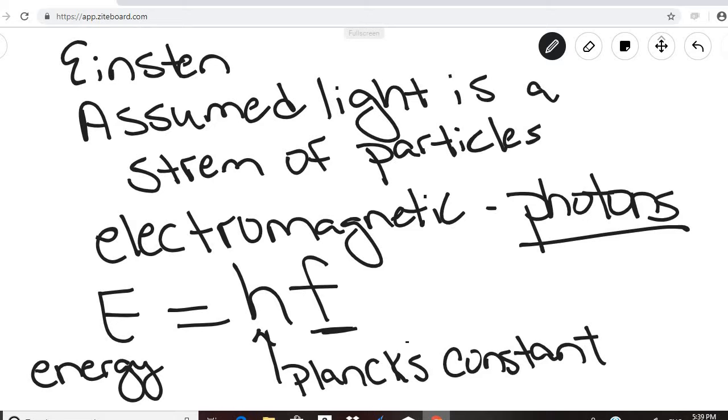So if you're below a certain frequency for a particular metal, then the electrons wouldn't come off. And the amount of energy needed for the electrons to come off of the metal would vary with different metals, because different metals hold on to their electrons with different strengths. So Einstein explained that the energy is directly related to the frequency.